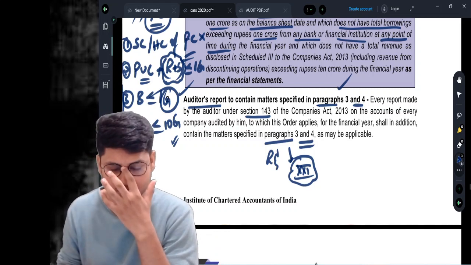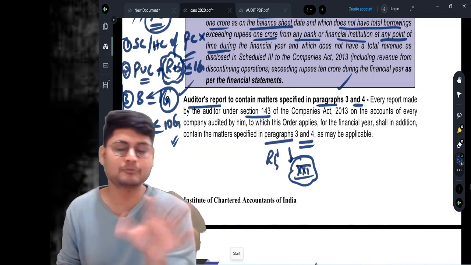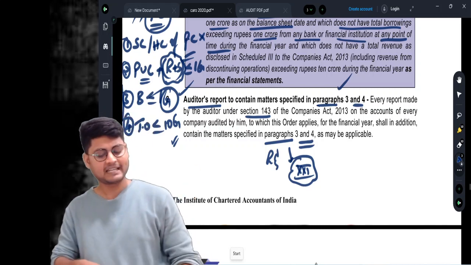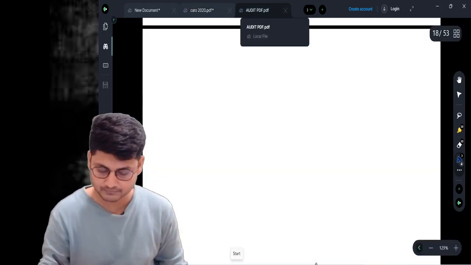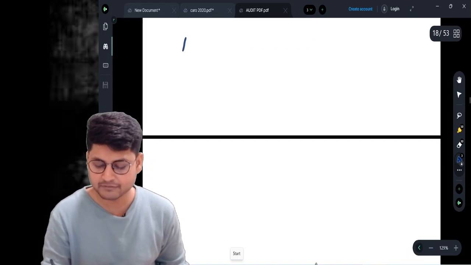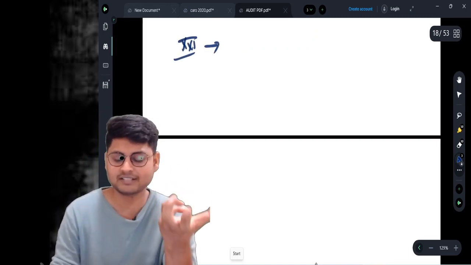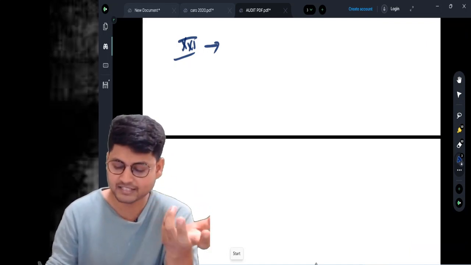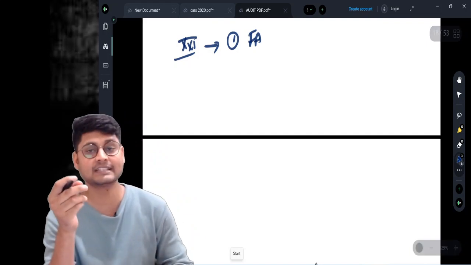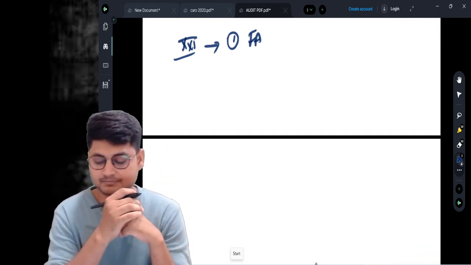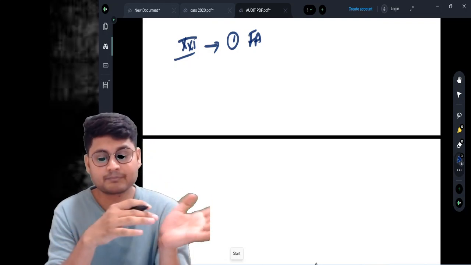Let me go to paragraph number 4 first, then we'll come back to paragraph number 3. Paragraph number 3 says there are 21 points, and on those 21 points the auditor needs to report. For example, the first one: whether the fixed assets of the entity are properly verified or not, physically verified or not. This is the first requirement under paragraph number 3.